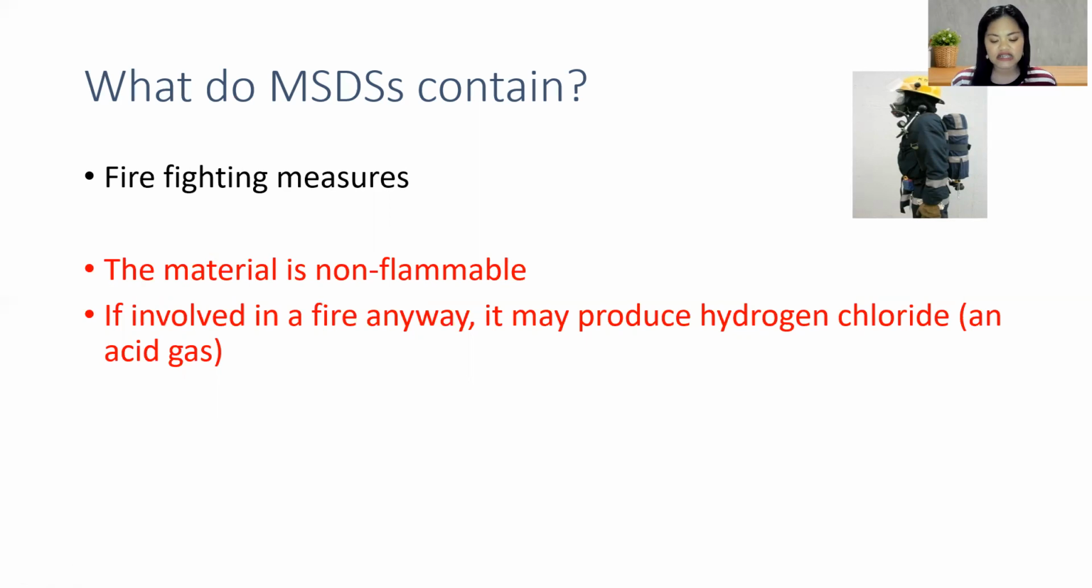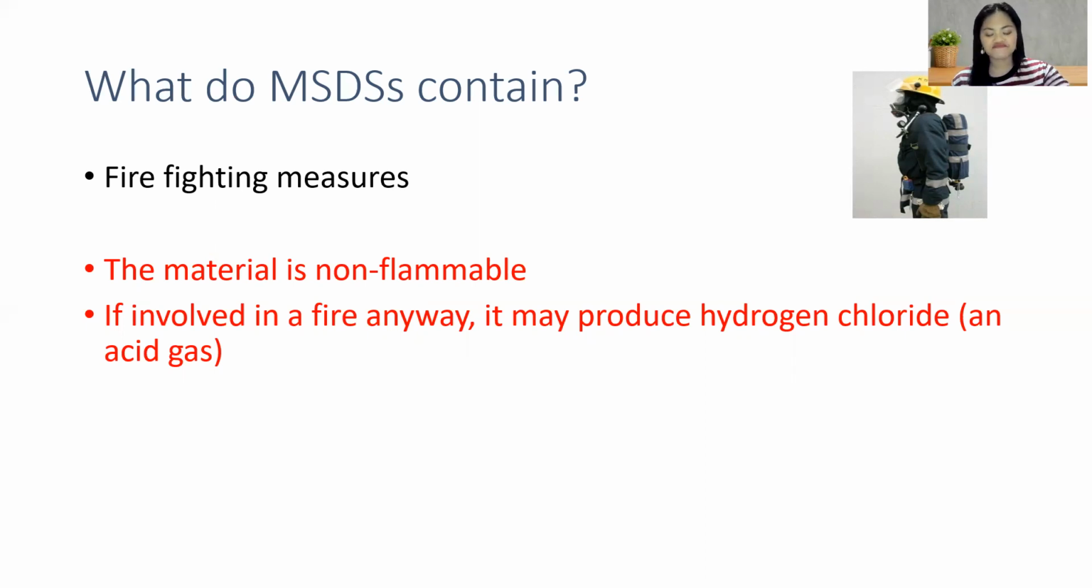with fire because there are sections of the laboratory where the stove and the oven are located. So you have to store the material where there is no direct exposure to the heat, because if it's flammable, it will cause fire. Okay, now if it is non-flammable, that's good too. Okay, so if involved in a fire, anyway, it may produce hydrogen fluoride, which is an acid gas.